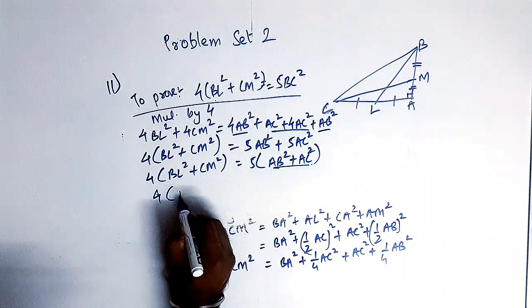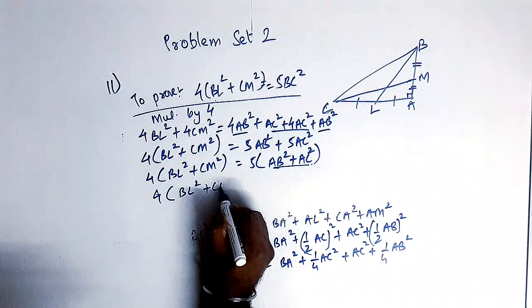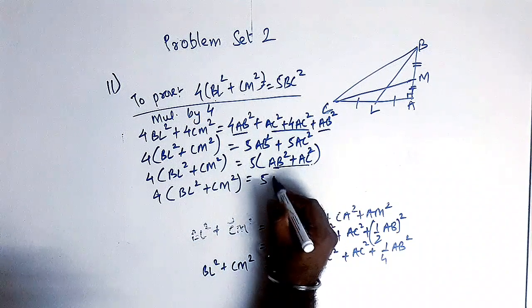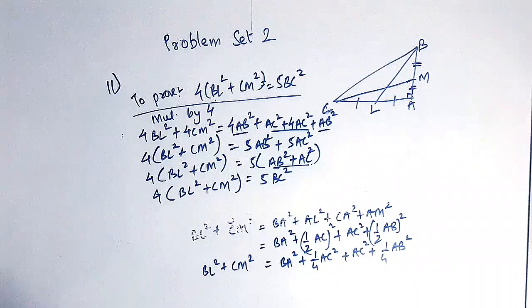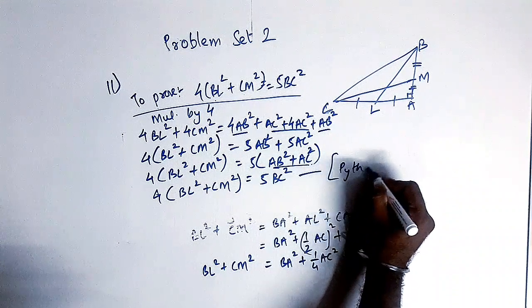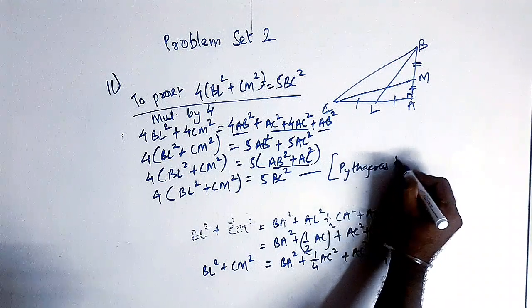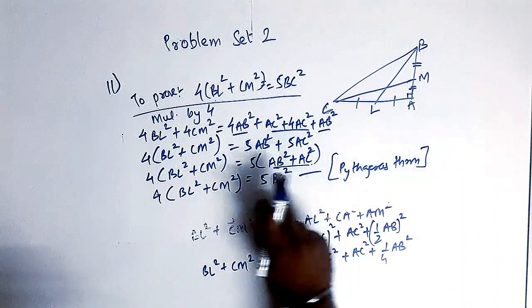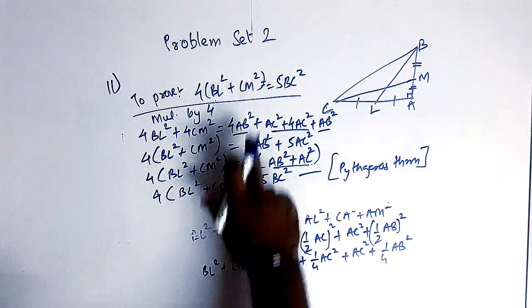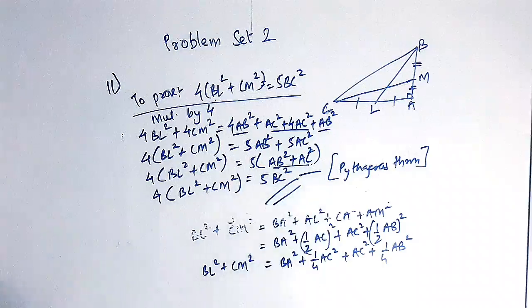So we can write 4BL square plus CM square is equal to 5 times, instead of this I can write BC square. Okay, why? You have to write the reason: Pythagoras theorem. AB square plus AC square is equal to BC square. So we have reached here, hence it is proved.